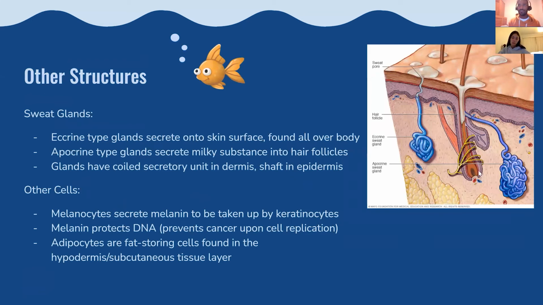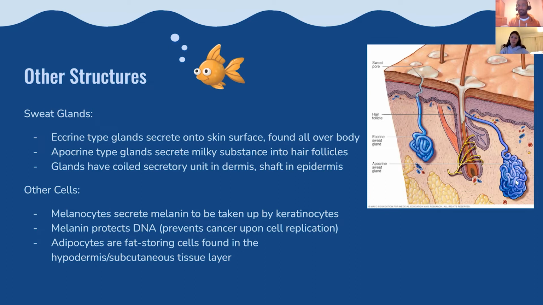Another structure that we'll get, so here is our hair follicle. These are our sweat glands, right? And so there's two different types, as you see here. The first type are eccrine type sweat glands, and they secrete sweat onto the skin surface. So you see with this sweat gland here, it goes straight to the skin. Whereas apocrine type glands secrete their milky substance into the hair follicles.